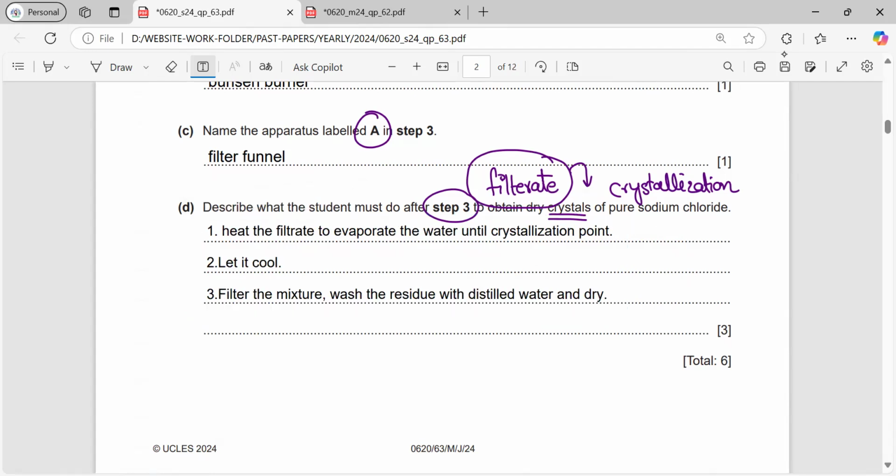We'll first heat the filtrate to evaporate the water until crystallization point is reached. Then we will let that mixture cool down when it has a small amount of water still present in it. Then we'll filter the mixture. We'll get the crystals in the residue on the filter paper. We'll wash the residue with distilled water and then we can dry them in an oven or in the folds of filter paper.